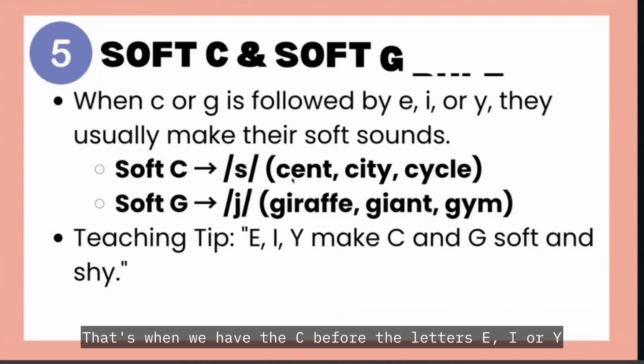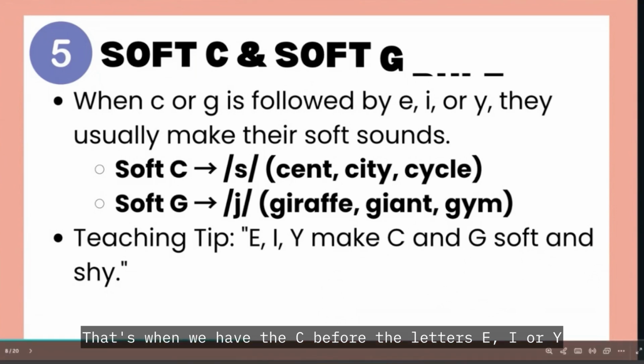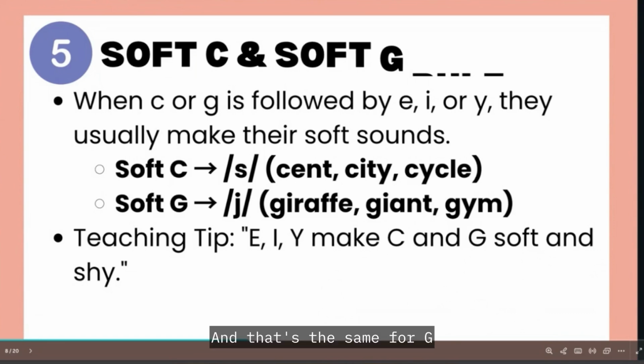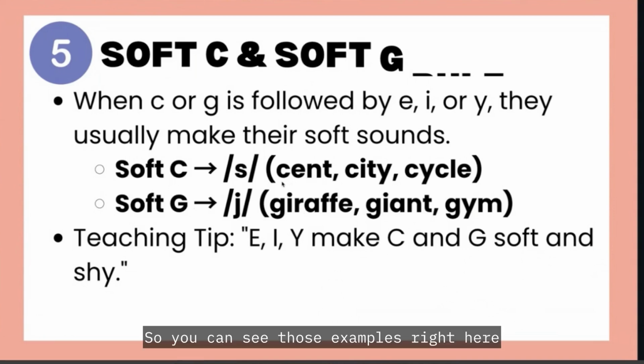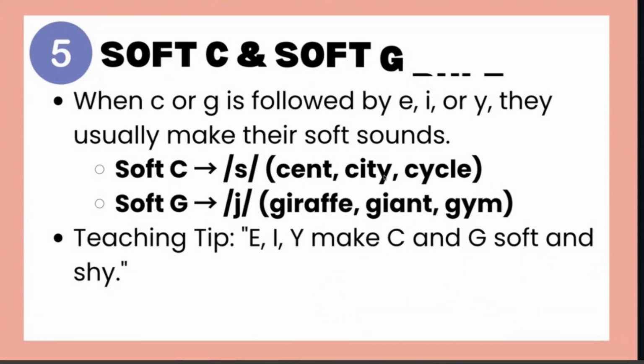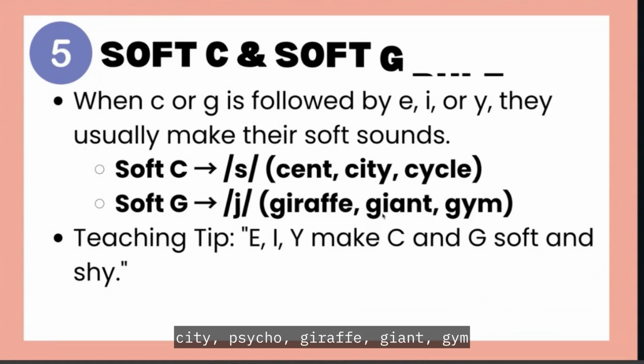That's when we have the C before the letters E, I, or Y. And that's the same for G. So when we have the soft G, we have the J sound, and we have the letters I, E, or Y that follow the letter G. So you can see those examples right here. Cent, city, cycle, giraffe, giant, gym.